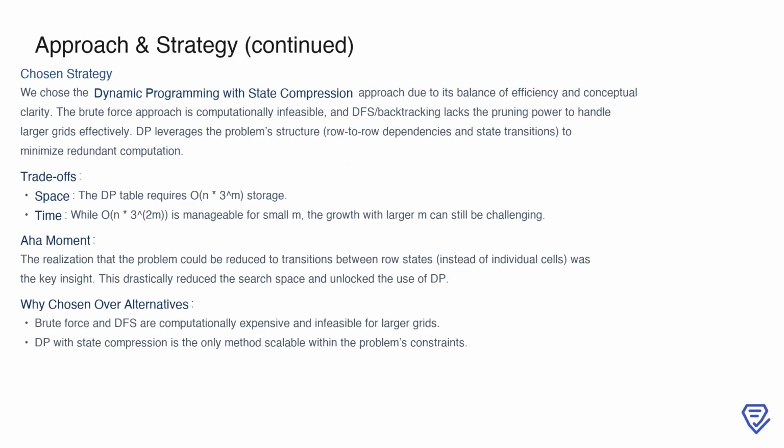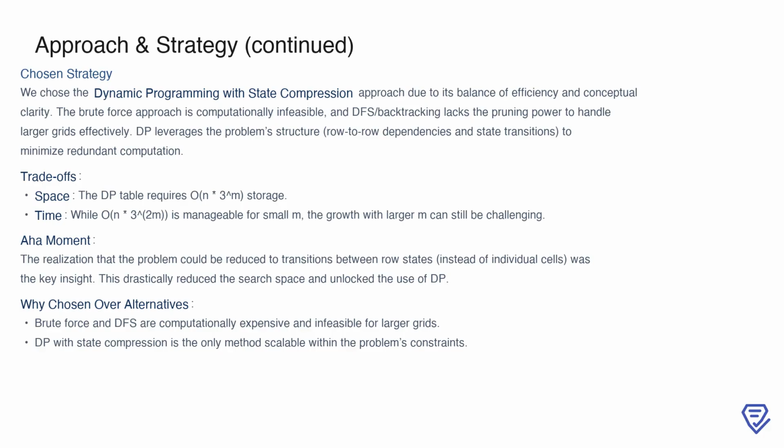Ultimately, the chosen strategy is dynamic programming with state compression because it strikes the right balance between efficiency and conceptual clarity. Brute force is computationally infeasible for larger grids, while DFS or backtracking are not efficient enough to handle the problem's constraints effectively. DP, on the other hand, capitalizes on the grid's inherent structure, specifically, the dependencies between rows and their states. This minimizes redundant computations by reducing the problem to transitions between pre-computed row states.